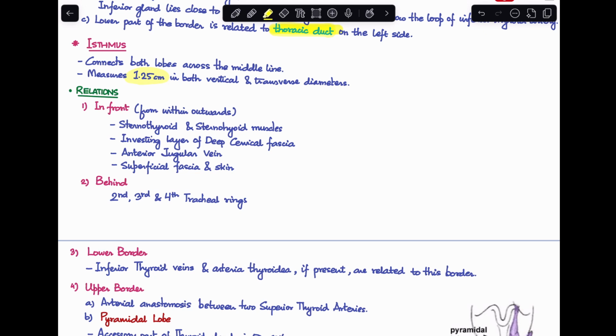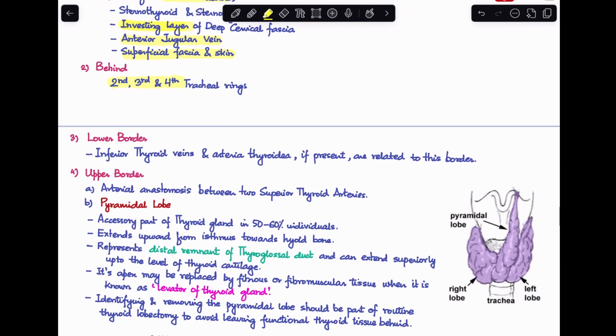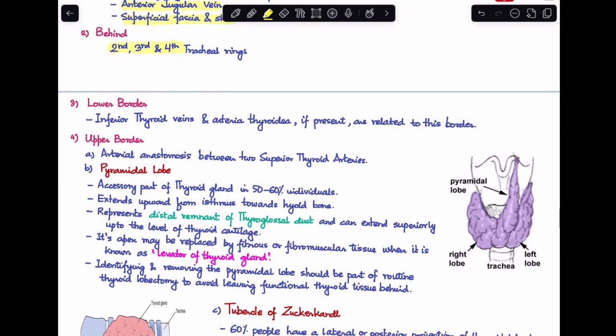Coming to its relations, it is related anteriorly from within outwards by the sternothyroid muscle and the sternohyoid muscle, investing layer of the deep cervical fascia, anterior jugular vein, and superficial fascia and skin. It is related posteriorly with the second to fourth tracheal rings. The lower border of the isthmus is related to inferior thyroid veins and arteria thyroidea ima if it is present.